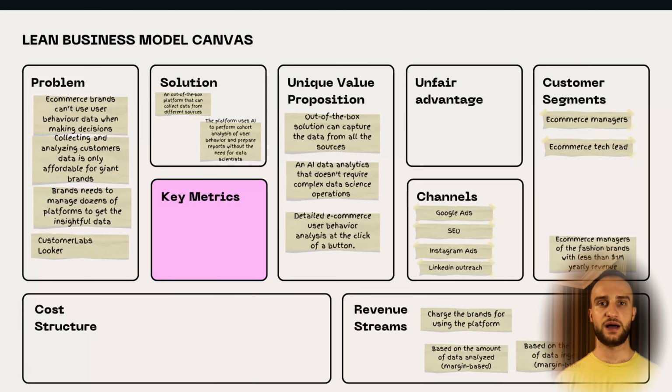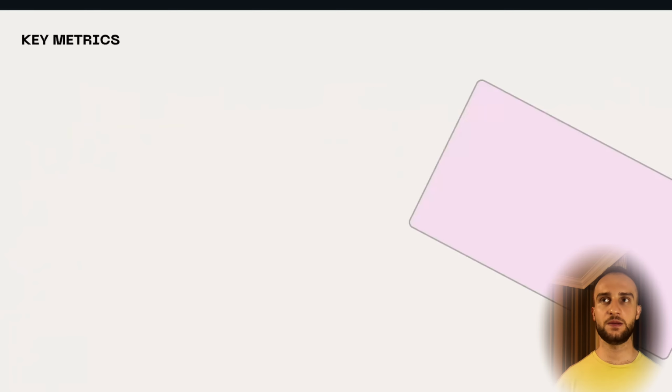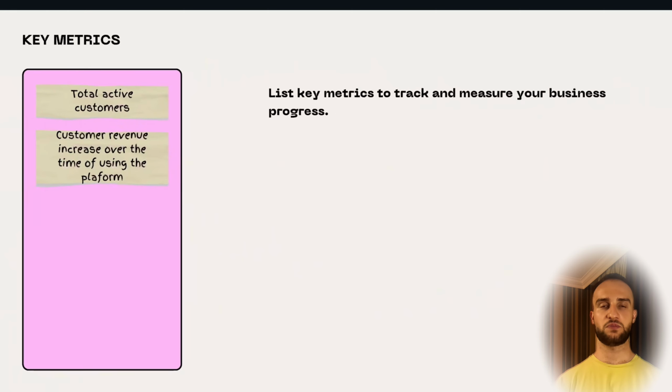Key metrics help us to understand how we can measure the progress of our business. So we clearly want to know if we are progressing or we are declining. And we're going to be measuring it by total active customers, and we're also going to be measuring the customers' revenue increase over the time of using the platform.